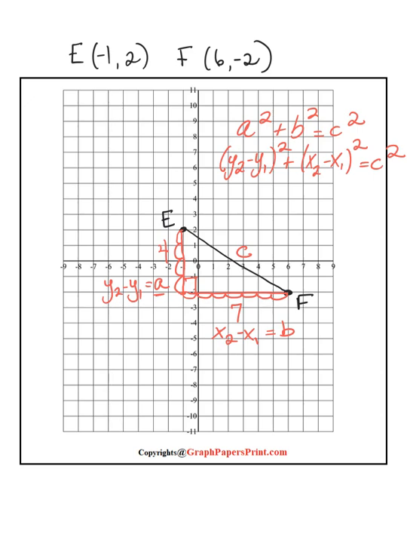Now, if you remember, the last step to solving Pythagoras' theorem is always to take the square root. So if I was to take the square root of both sides, what I get is c is equal to the square root of y2 minus y1 squared plus x2 minus x1 squared.